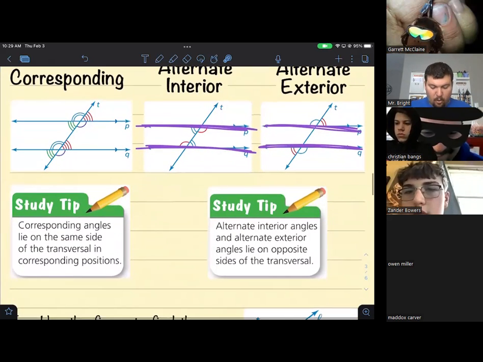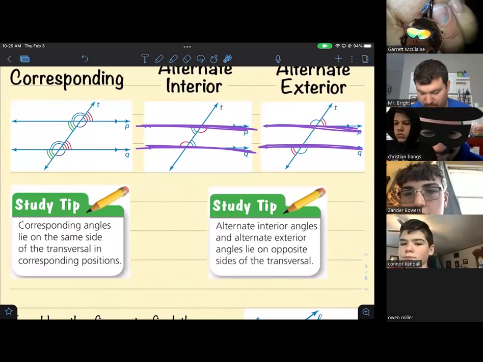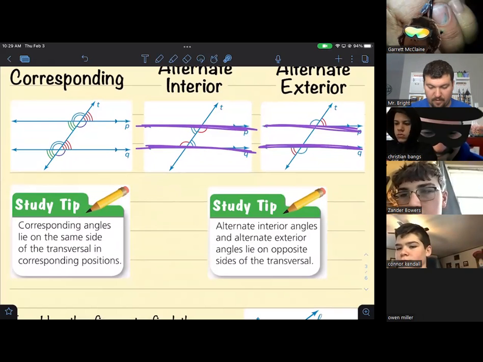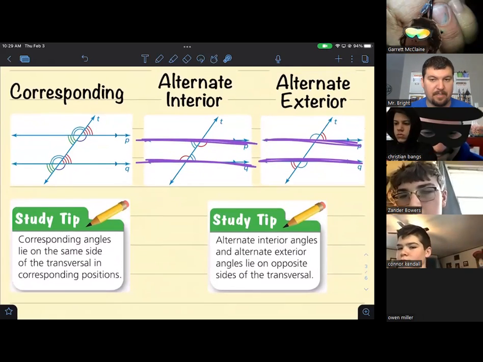So, study tip. Corresponding angles lie on the same side of the transversal in corresponding positions. I think we just went over that. Alternate interior and alternate exterior angles lie on opposite sides of the transversal. That's what the word alternate is being used for.